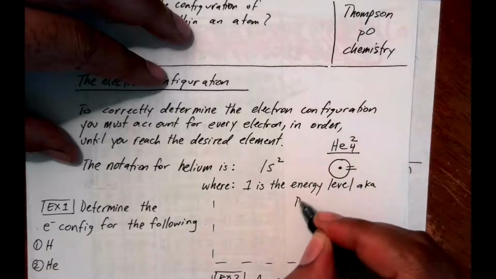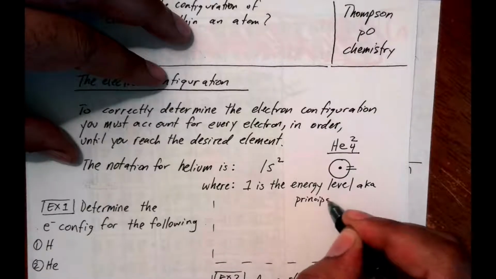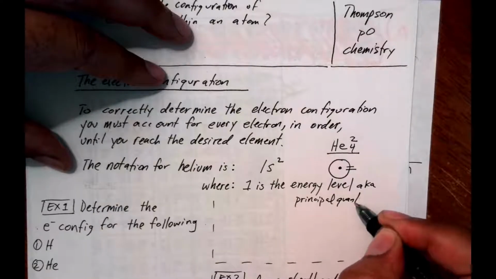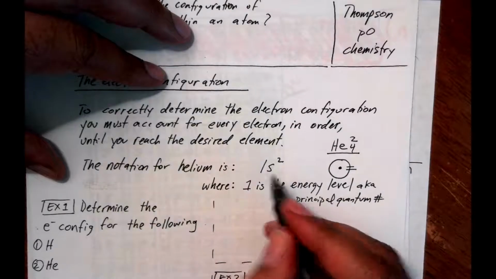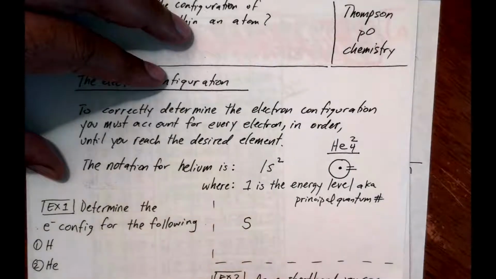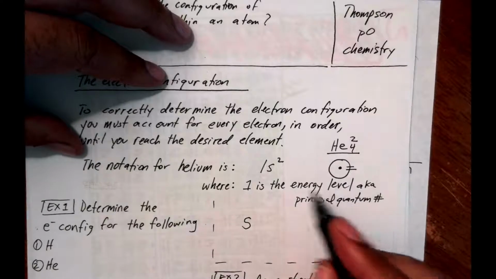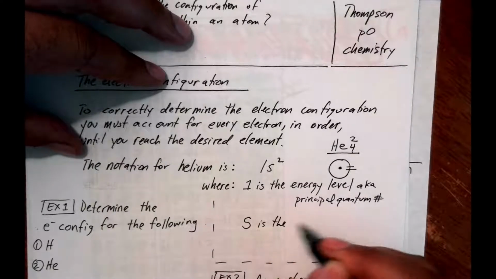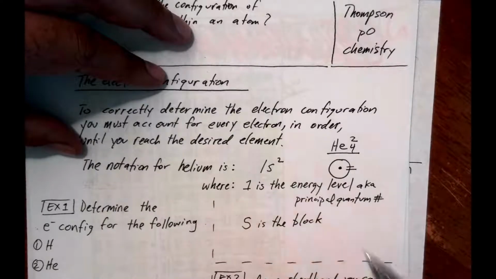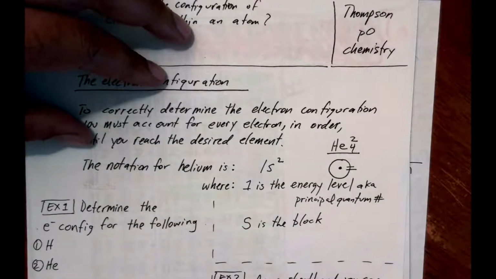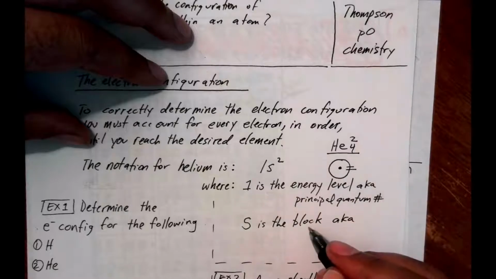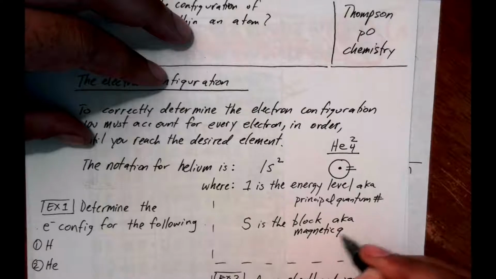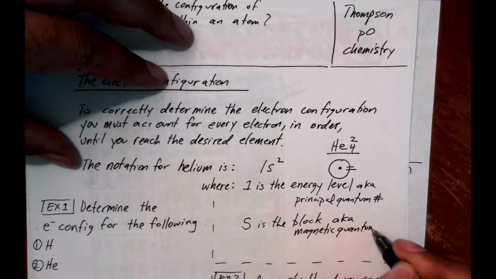AKA principal quantum number. Okay. Then S. S is also part of this calculation, and this one is the block. I've also called it a tower from time to time, but the block is more accurate, or also known as the magnetic quantum number.